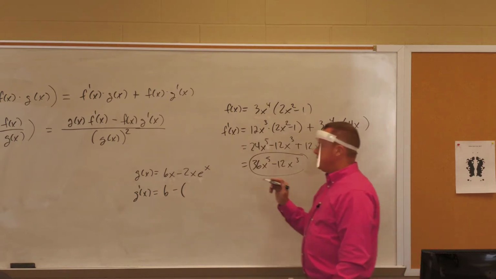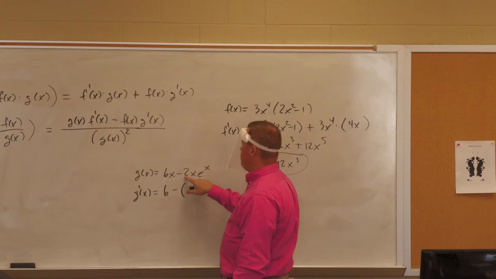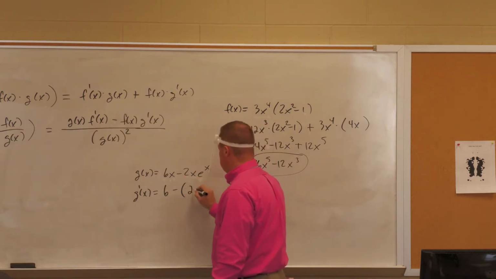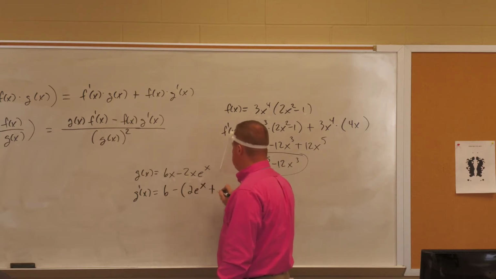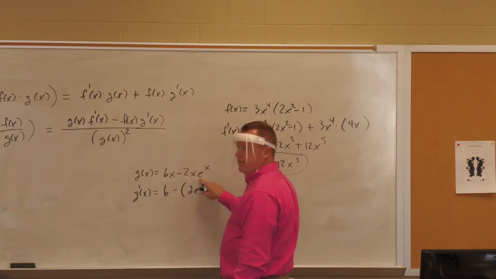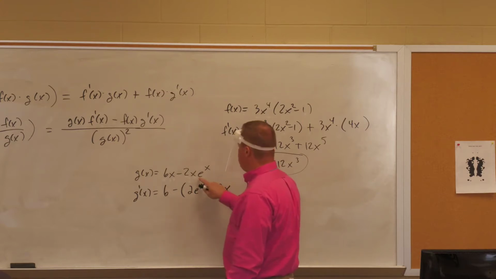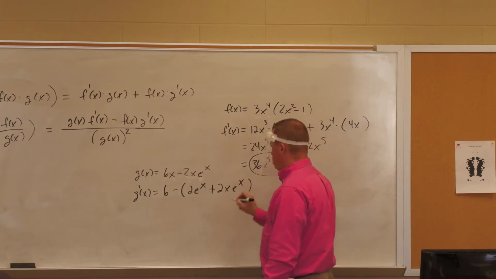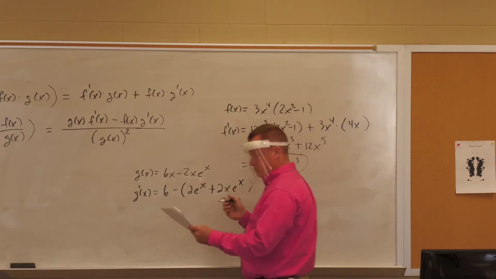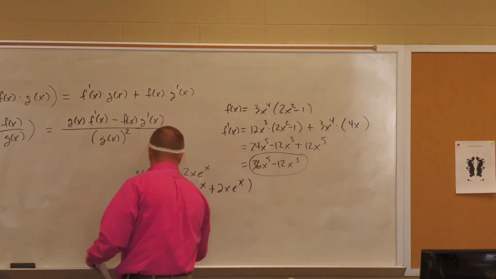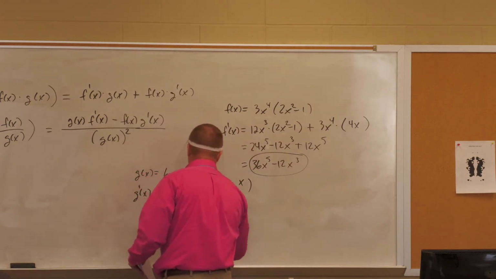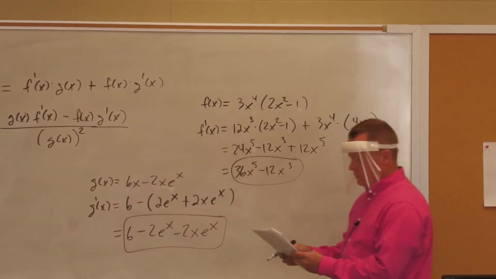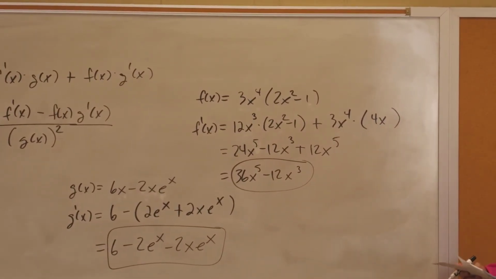Okay? So I'm going to say the derivative of the first times the second. The derivative of 2x is 2 times e to the x, and then plus the first times the derivative of the second. Well, 2x times, what is the derivative of e to the x? E to the x. There you go. And now you can probably get rid of that parentheses. So this will be 6 minus 2e to the x minus 2x e to the x. All right. Questions about that?